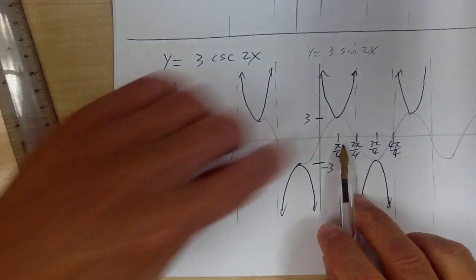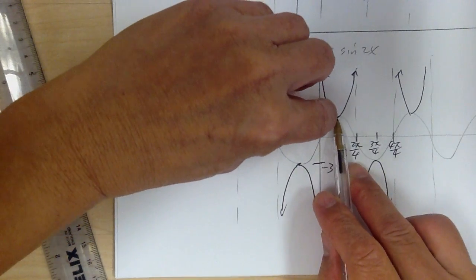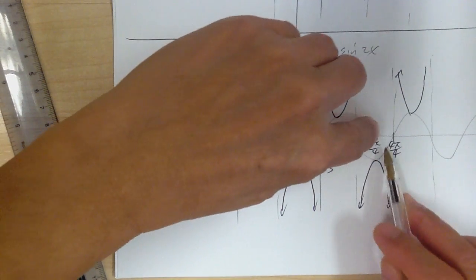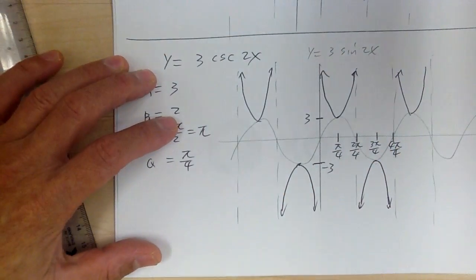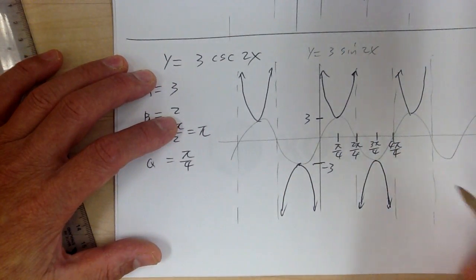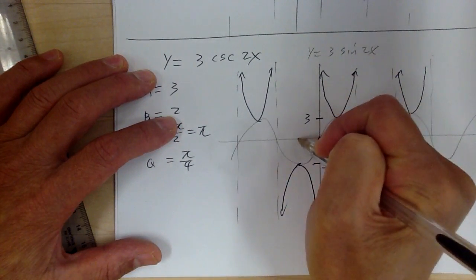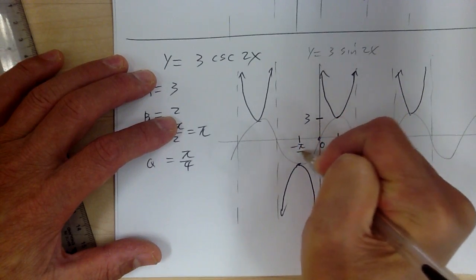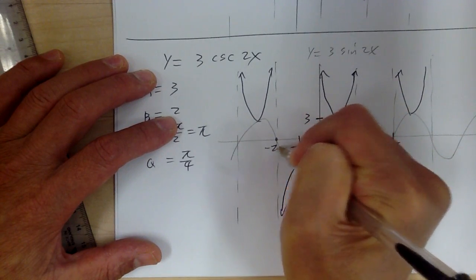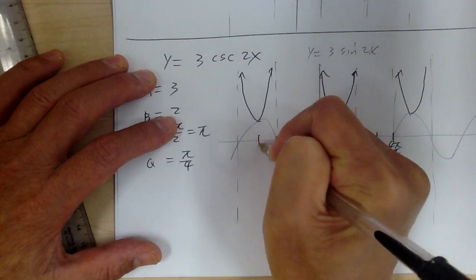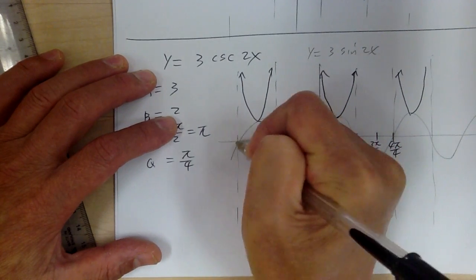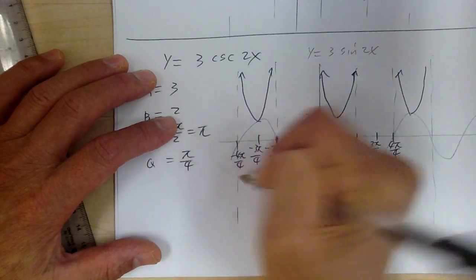Again, this is like the vertex over here. This is the asymptote, the vertex, the asymptote, right? So each of those is one division. And if you go, and this is 0, so you go this way, it's negative pi over 4, negative 2 pi over 4, and negative 3 pi over 4, negative 4 pi over 4, and so forth.